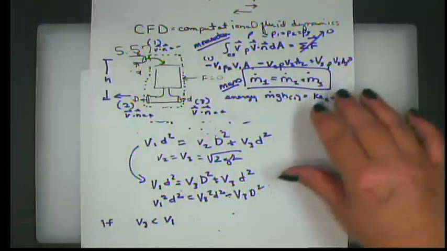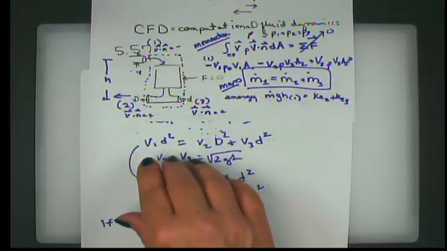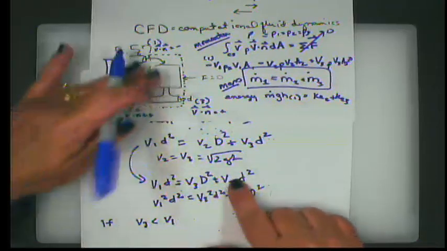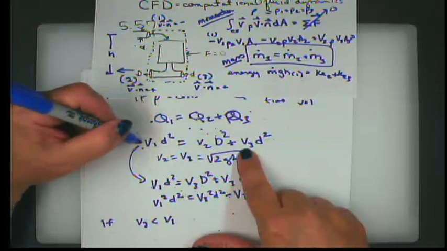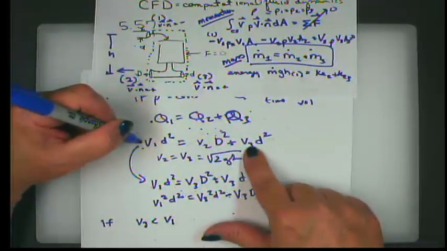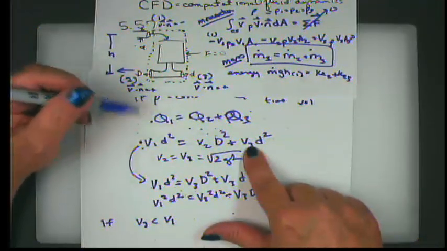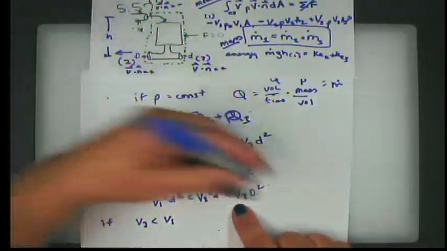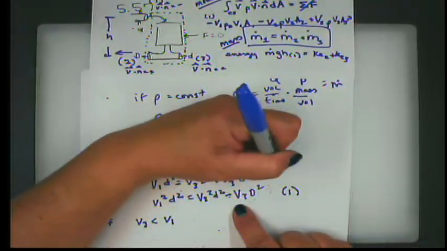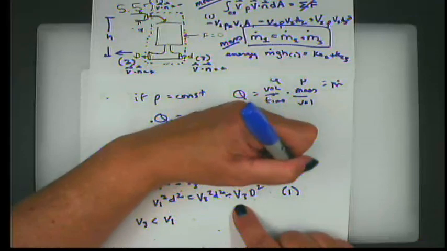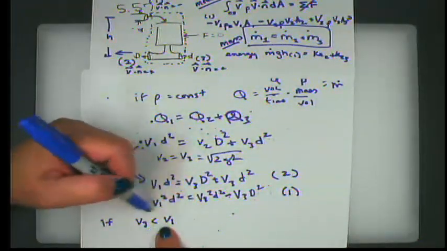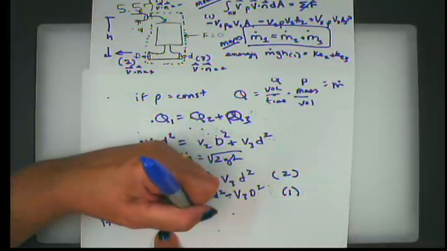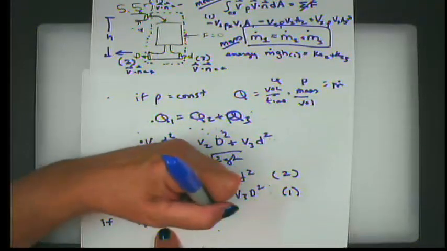that I wrote down, hang on just a second. This is what we call equation 1. I actually did it up there. This is equation 1, 3. Okay, so if V3 is less than V1, that means that 1 is not true, can't be satisfied.